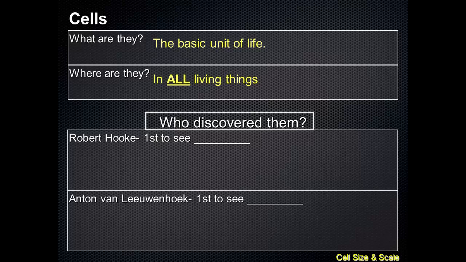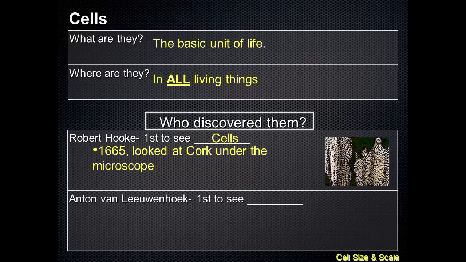Some of the first scientists that really studied cells, one was a gentleman named Robert Hooke. He was the first to see cells. He used one of the first compound microscopes to look at various things. And this is one of the drawings he made that he published. This is a section of cork.